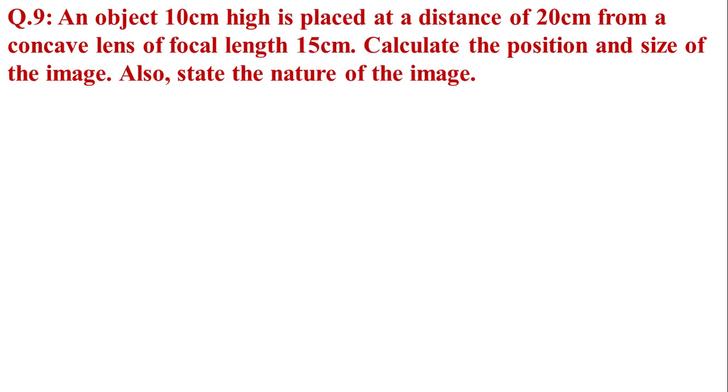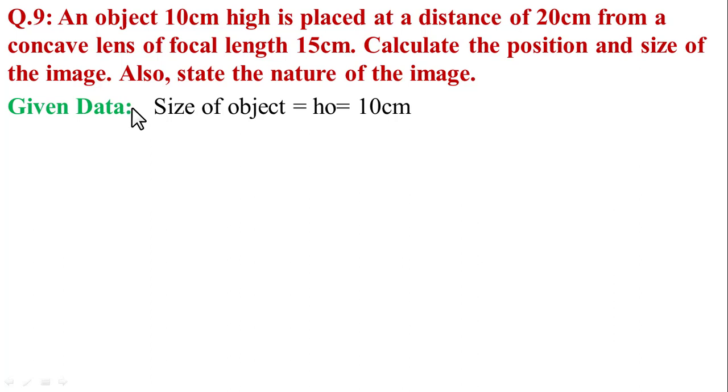In question number 9, the given statement is: an object 10 centimeter high is placed at a distance of 20 centimeter from a concave lens of a focal length of 15 centimeter. Calculate the position and size of image. Also state the nature of image. Now, according to the statement, first of all, write the given data.